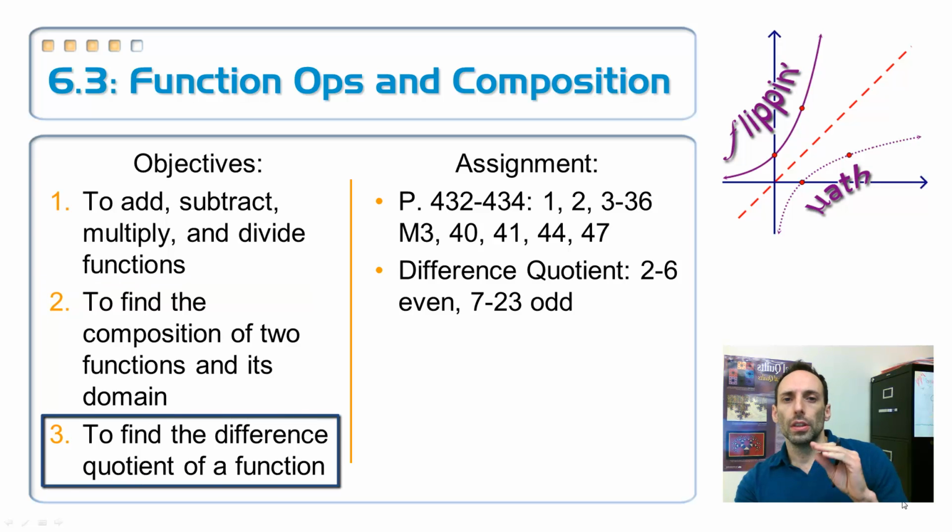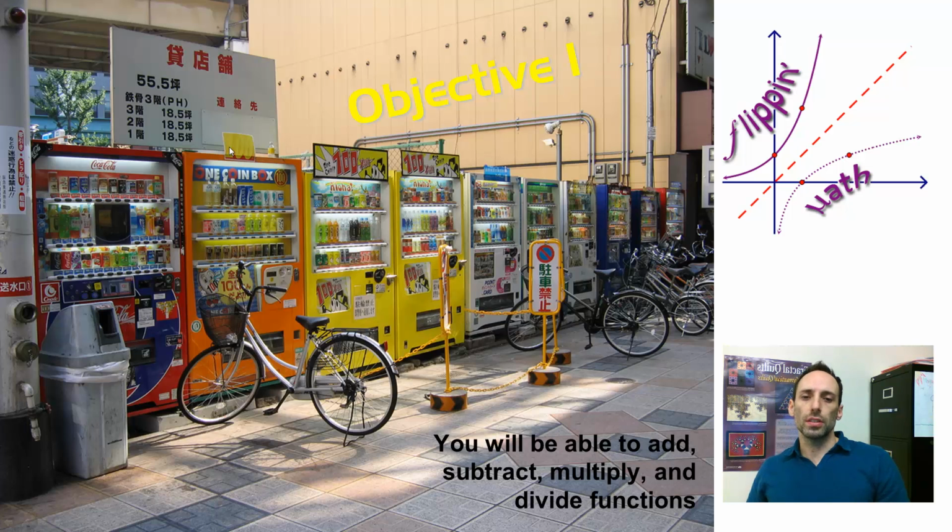And then finally, this thing called the difference quotient. Find a difference quotient for a given function. Starting us off with objective one here, being able to add, subtract, multiply, and divide functions.